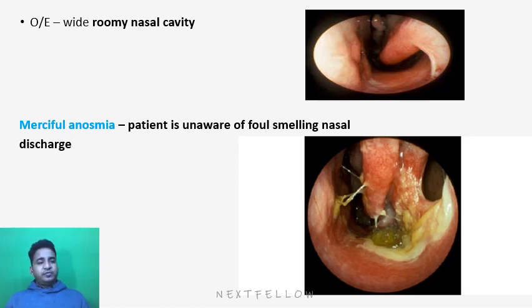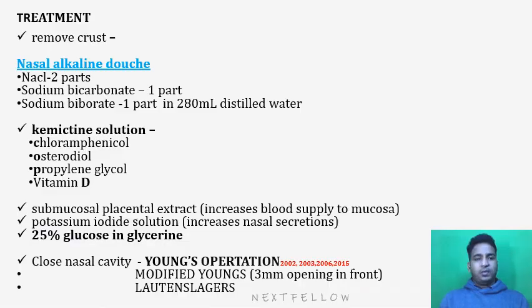And the condition which we have discussed already is known as merciful anosmia, where the patient is unaware of this foul-smelling nasal discharge. Now, what is the treatment? The first treatment is to remove the crust, remove all the pus, all the crusting, all the dried scab present in the nose. Then comes a nasal alkaline douche.